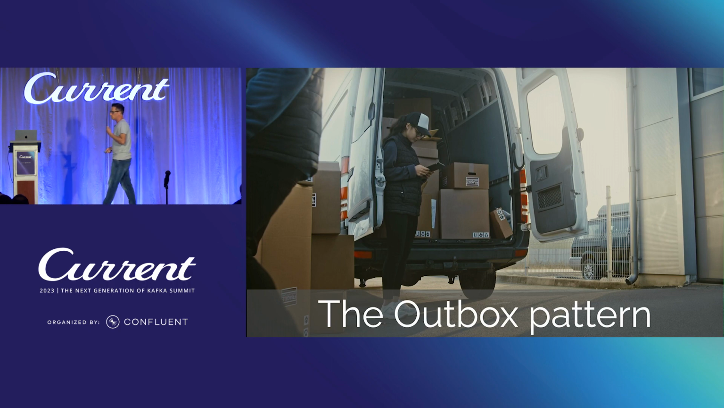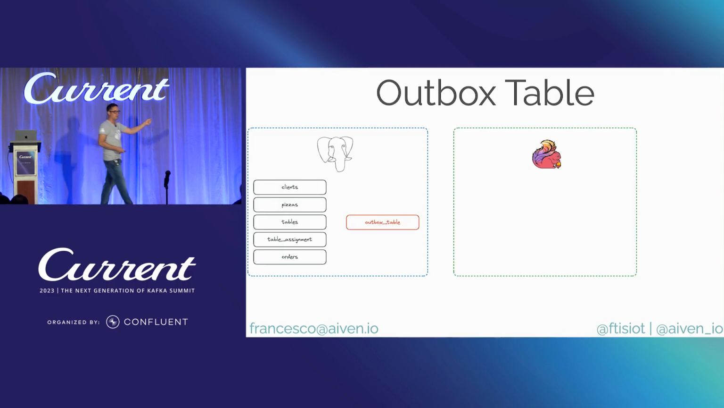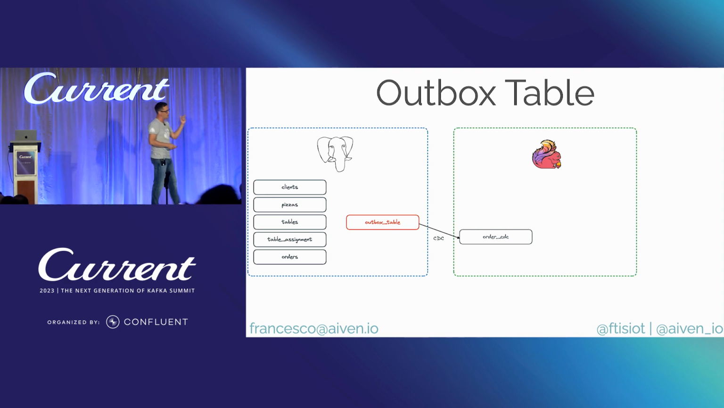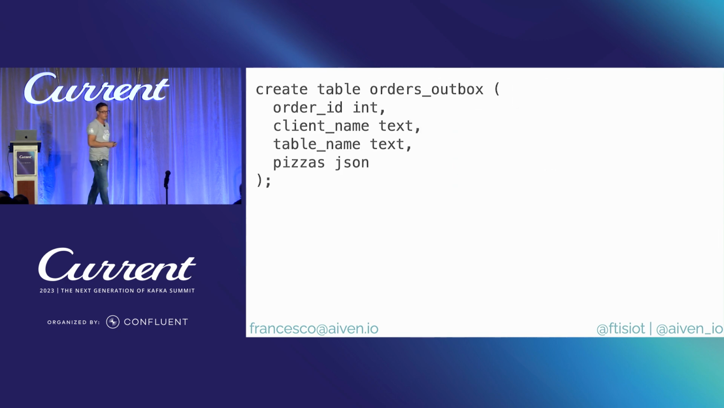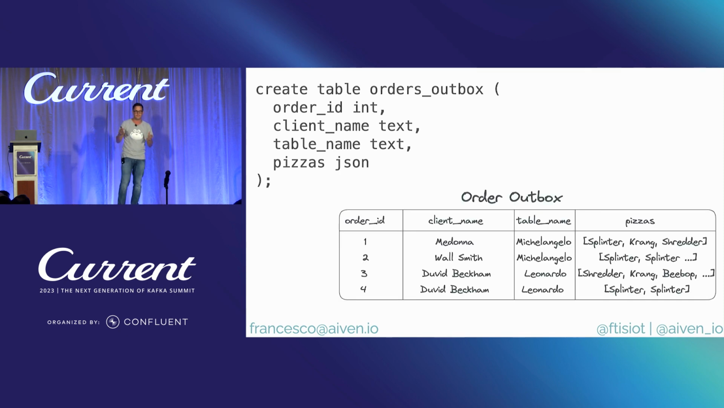So with the outbox pattern, what we can do is replace the view with a physical table, called in this case, outbox table. And then once we have this outbox table containing the data in the shape that we want already to propagate, we can create a CDC connector. So we have streaming information coming from the outbox table into our Flink table, and then select the fields that we need and propagate the results. How do we implement this part? Well, first of all, we need to create a table called orders outbox, or whatever you want to call it. This is the outbox table containing exactly the fields that we want to propagate to the target system.